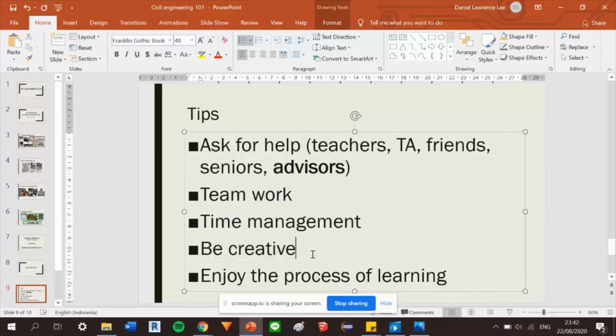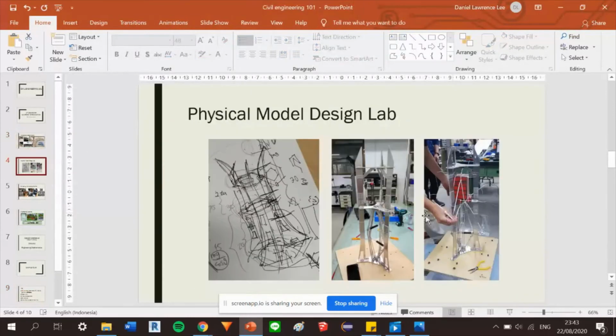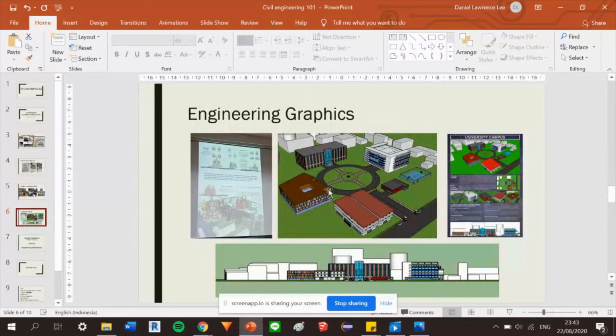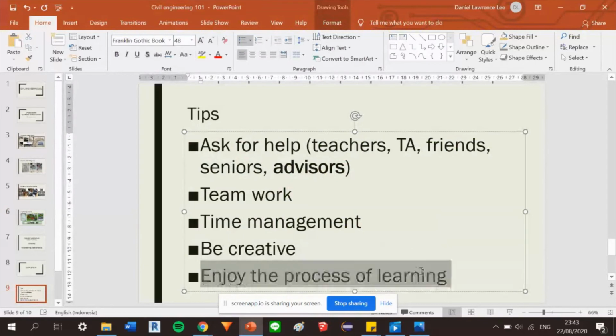And then next is be creative. A lot of times there are courses that need your creativity, like these classes. It requires you to be creative, to design stuff and do something. Yeah, you need to be creative. And finally, enjoy the process of learning. I know it sounds like I'm bluffing, but it's actually the truth. You need to enjoy it. And yeah, what you will learn in the first year, you will use in the next years. So just enjoy it. So those are the few tips that I could share with you.